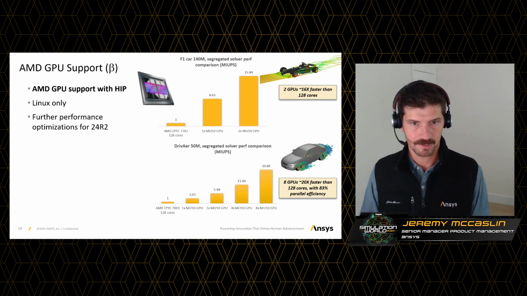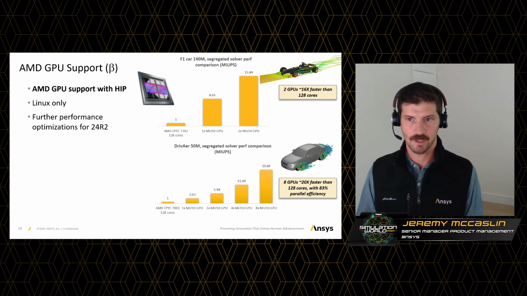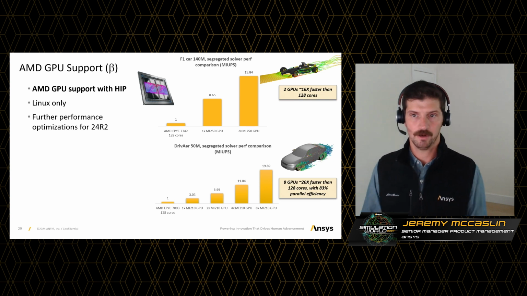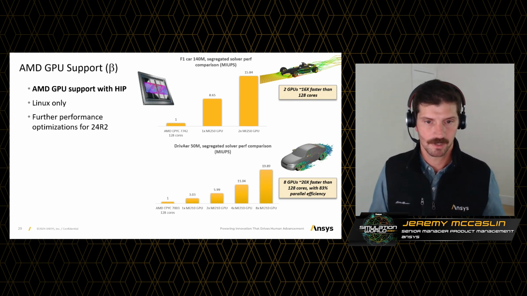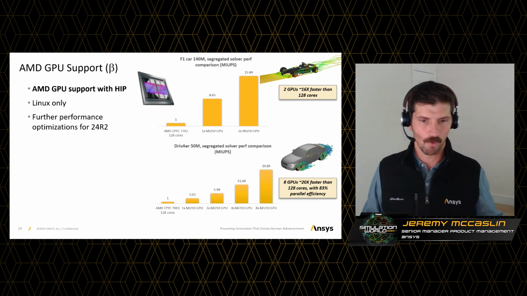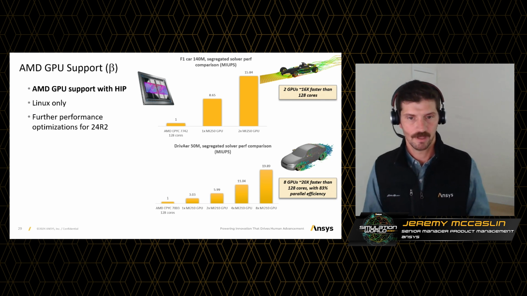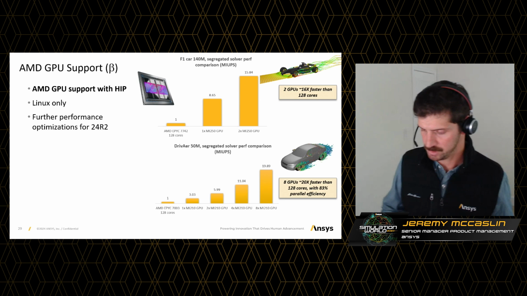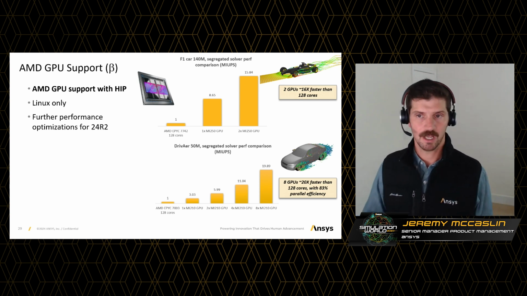We saw performance that was about 16 times faster than 128 CPU cores. On the bottom, that same DrivAer model that we looked at earlier, but in this case, 50 million cells, we saw 8 GPUs performing about 20 times faster than 128 CPUs with 83% parallel efficiency. So very excited to be able to provide multiple platform coverage for this solver.